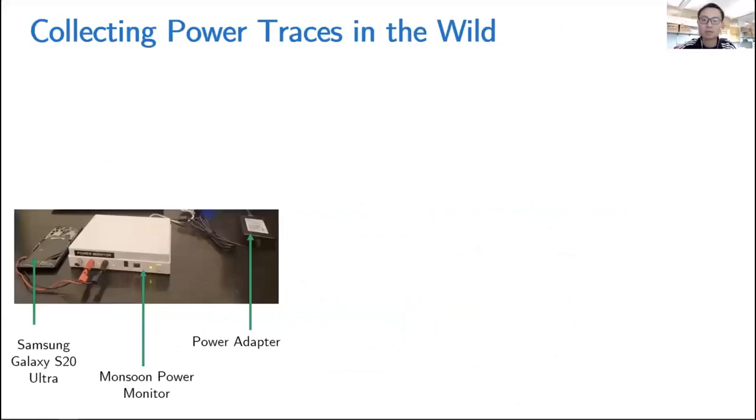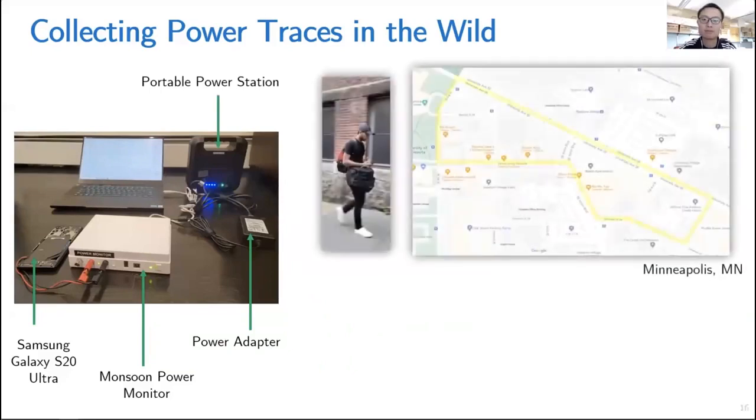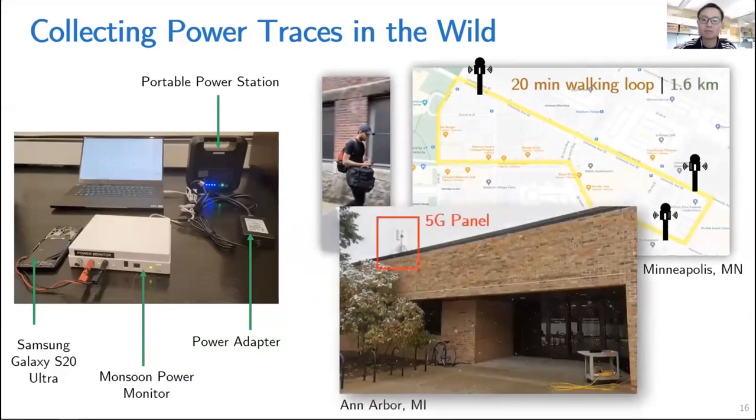Many recent works rely on software API for power readings. To use a hardware power monitor for more precise measurement, we have to remove the smartphone battery and reconnect the battery logic board to the monitor. Besides, the monitor requires an external power supply, so we carry a portable power station together with the laptop. We conducted in-the-wild experiments by walking through a loop with several 5G towers. We also conducted a controlled experiment by hand-holding the smartphone at a fixed location with clear line of sight to a 5G panel.